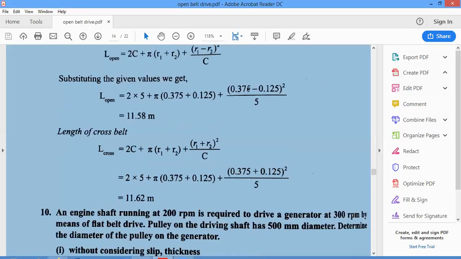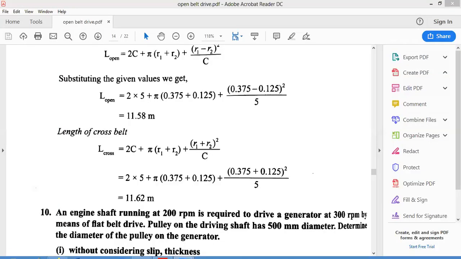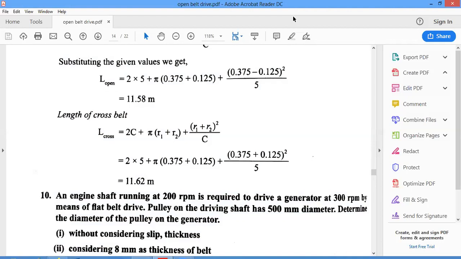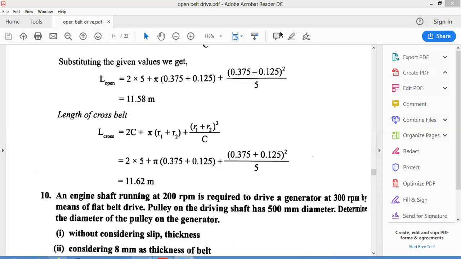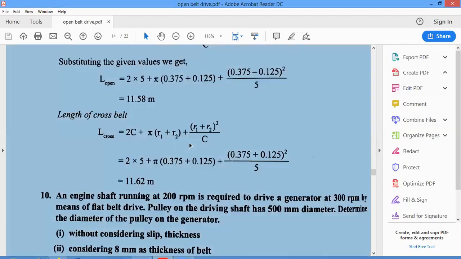Next we shall see the length of the belt for the same setup if it is going to be... Sorry, there was some disturbance, some network problem. Okay, we'll continue.